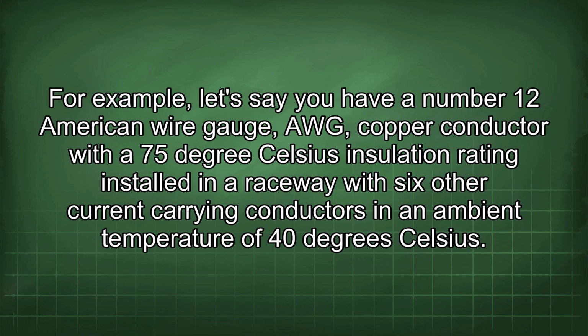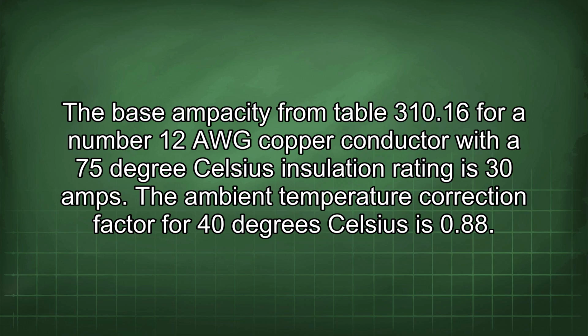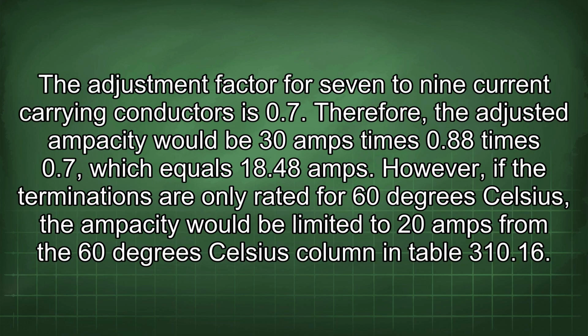For example, let's say you have a number 12 American wire gauge, AWG, copper conductor with a 75 degrees Celsius insulation rating installed in a raceway with 6 other current-carrying conductors in an ambient temperature of 40 degrees Celsius. The base ampacity from Table 310.16 for a number 12 AWG copper conductor with a 75 degrees Celsius insulation rating is 30 amps. The ambient temperature correction factor for 40 degrees Celsius is 0.88. The adjustment factor for 7 to 9 current-carrying conductors is 0.7. Therefore, the adjusted ampacity would be 30 amps times 0.88 times 0.7, which equals 18.48 amps.